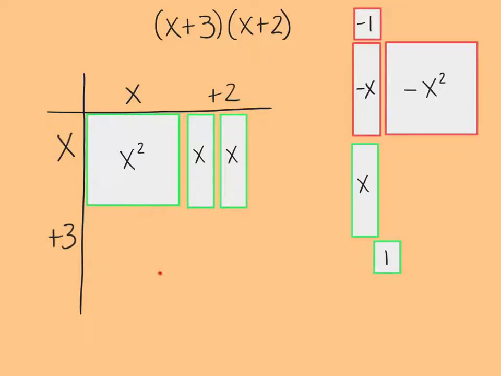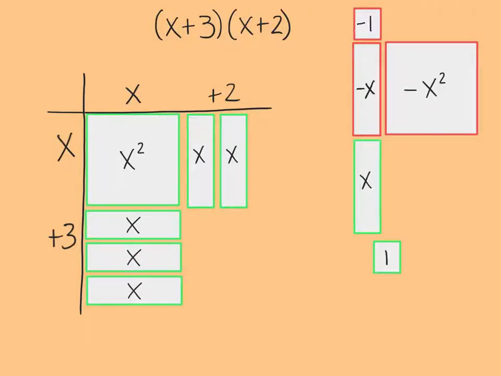Next, let's find the area of this section. The height is positive 3 and the base is x. So this is going to be positive 3 times x. So in other words, we have 3 x's. So I'm going to take 3 of these and fill them in right here. Okay, so there we have now 3 positive x's. Since it is positive 3 times x, that means 3 positive x's.